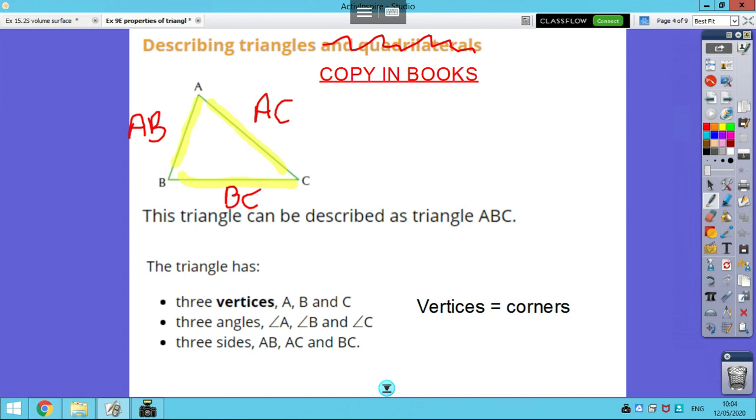Okay, so that's how we describe the sides, the vertices, and the angles in a triangle. And that goes for quadrilaterals as well, but we'll come on to that at a later point. So this is very important, that you remember that vertices is just a posh word for the pointy bits, so the corners. Okay?